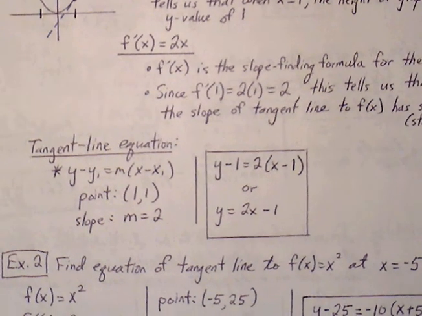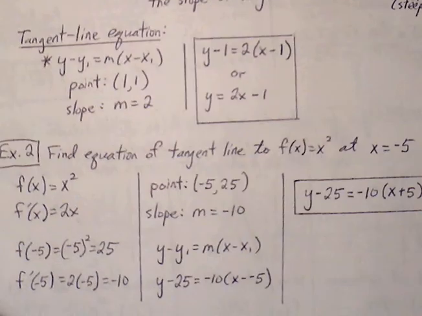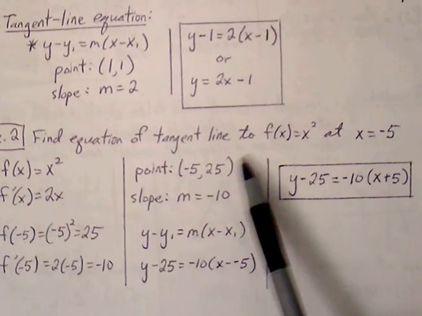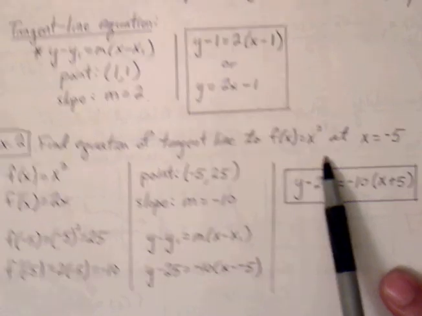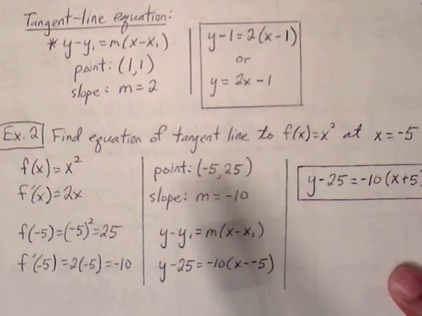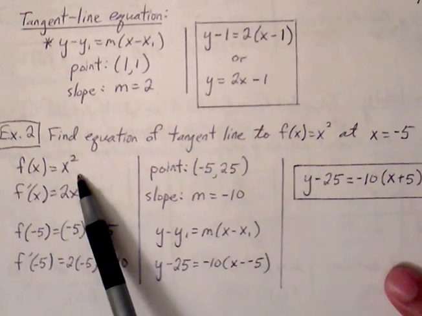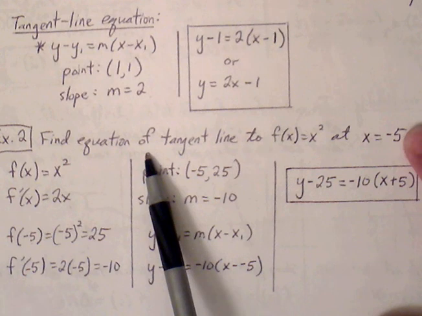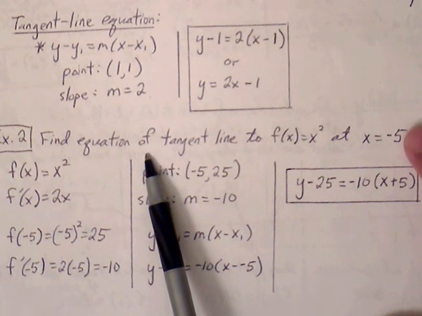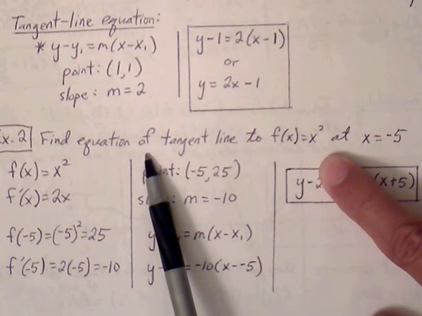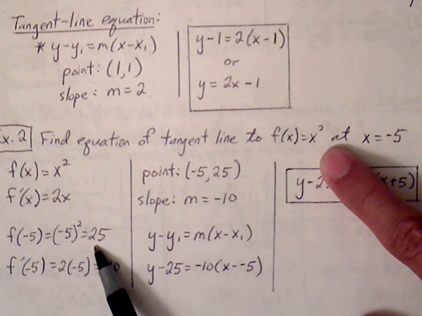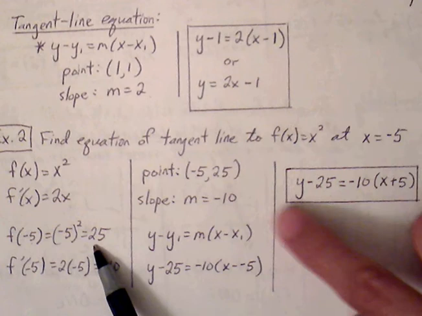Okay. Example 2, find the equation of a tangent line to our function y equals x squared at x equals -5. So we already have the derivative function, which is 2x. So we can simply find the ordered pair, because if we want to find the tangent line equation, all we need is the ordered pair and the slope. So we plug -5 into the function, -5 in for x will give us 25. So our ordered pair is going to be -5, 25.